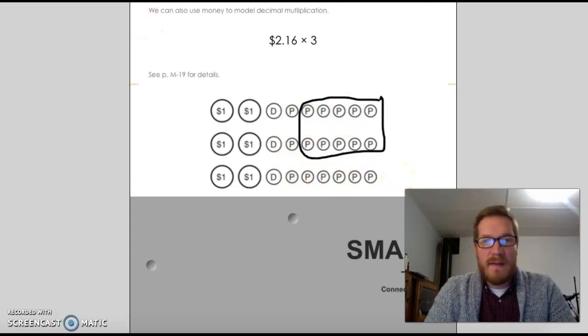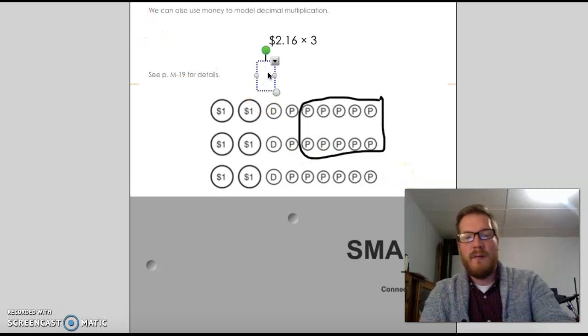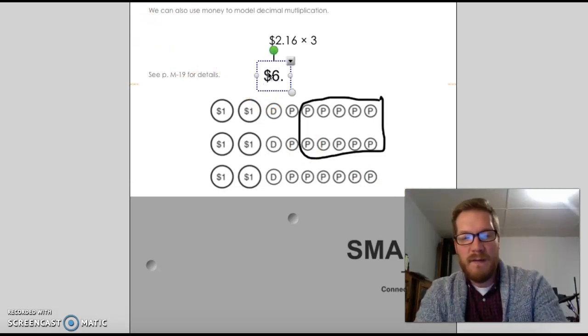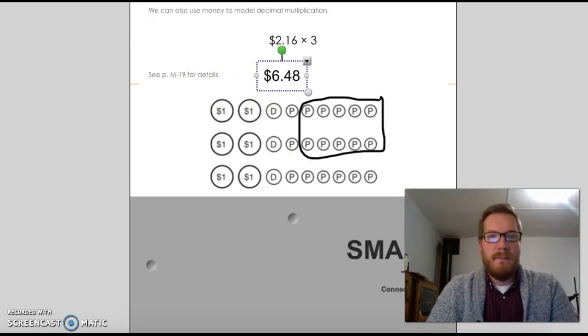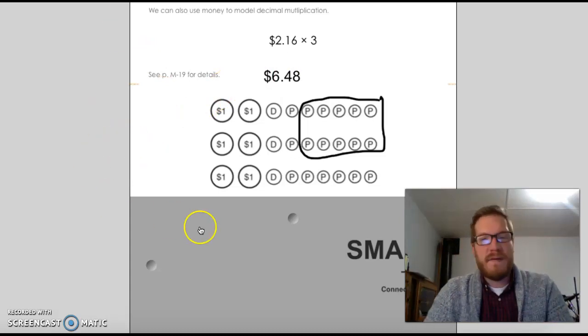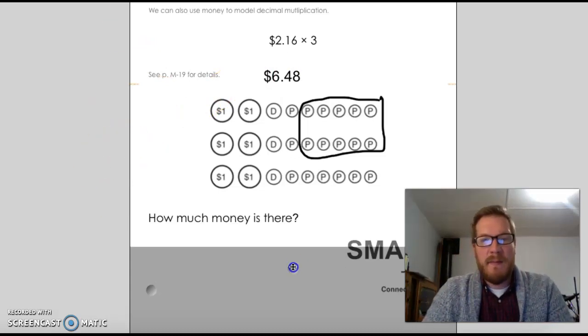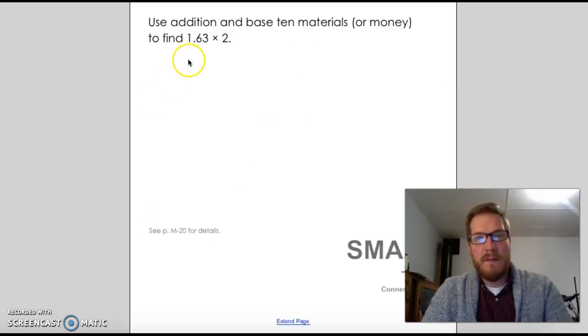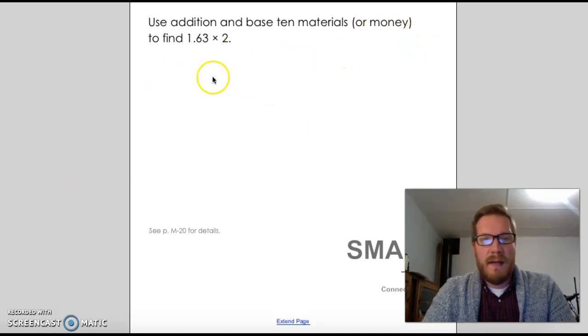It still is going to equal $6.48. Making sure you use a dollar sign. So that's just a different strategy. The answer is going to end up being the same, the $6.48. So you can use addition or base 10 materials or money to find 1.63 times 2.